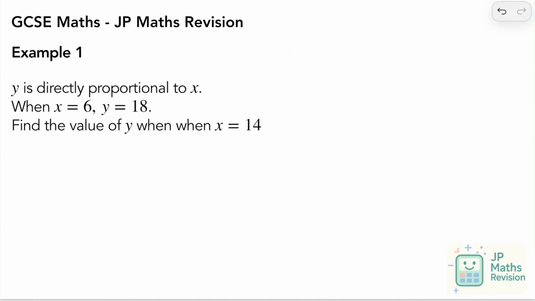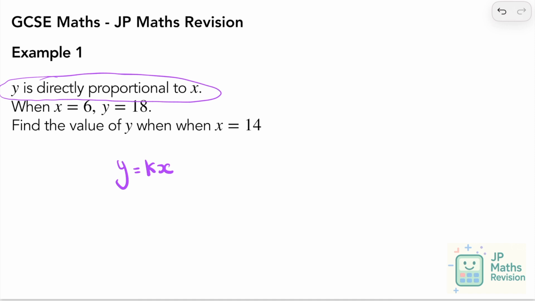So here's an example. We have y is directly proportional to x. When x is 6, y is 18. Find the value of y when x is 14. So I'm going to do this problem by setting up a direct proportion problem. So we're told in the question that y is directly proportional to x. So we have this relationship between y and x, and it's that y equals kx. So the aim here is to work out what that value of k is.